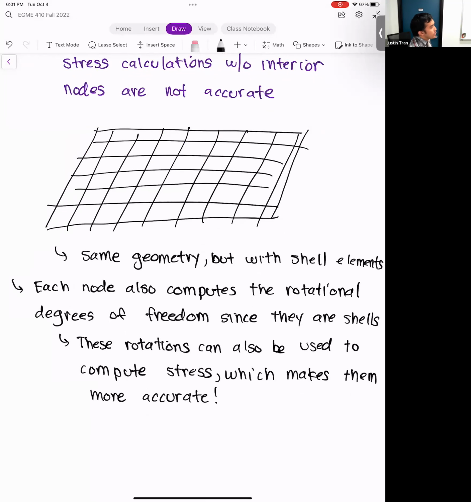And so, yes, it's true that for shell elements, we are computing more per node. But those additional degrees of freedom that we're computing per node, we actually get a ton of benefit out of them because they allow us to compute things like stress with a lot more accuracy. And the other benefit is that with shell elements, you don't have to refine so much, so you can mesh this in a much more efficient way. And so almost always, when you're comparing a solid element mesh to one that has shells or beams, the shell and beam mesh will have a lot less elements.